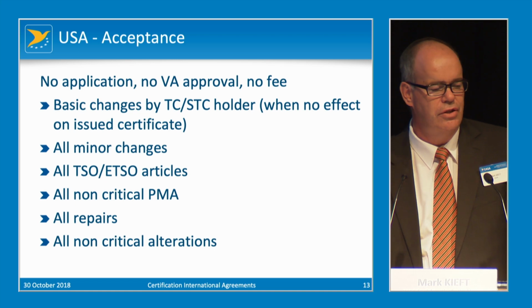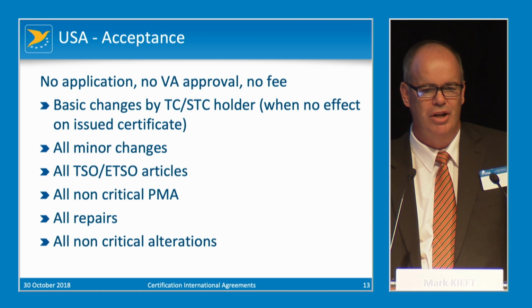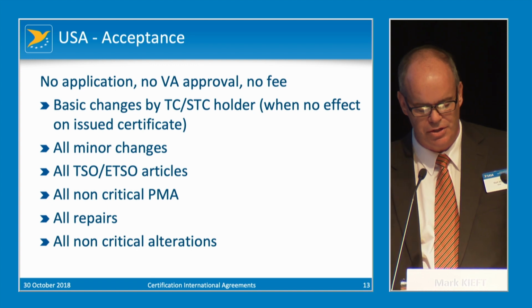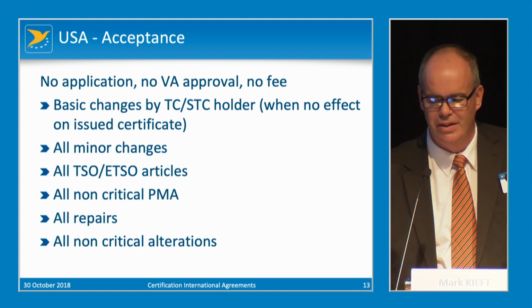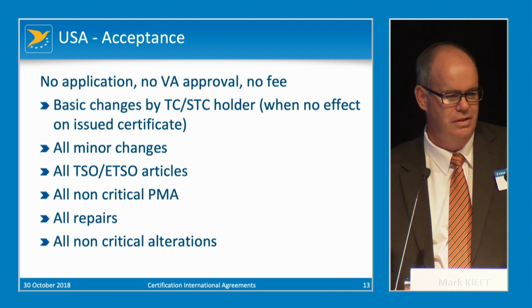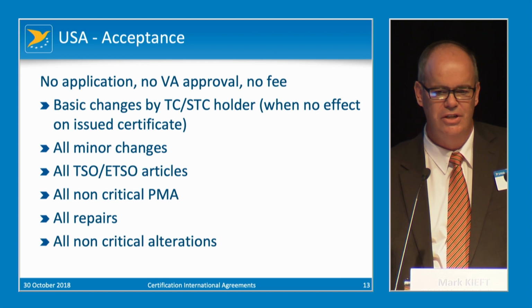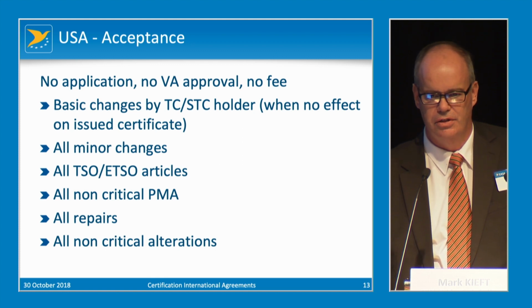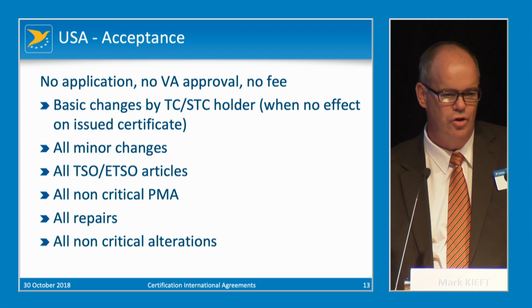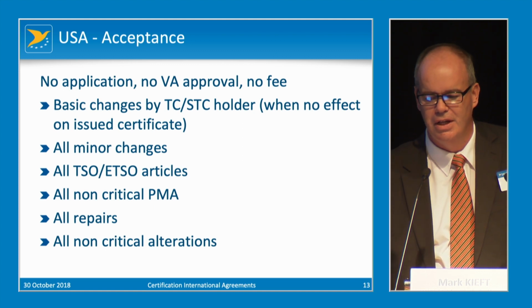Now, the first of the three methods to bring about validation is acceptance. The acceptance is no application. There is no VA approval. There is no fee. Okay? Something done in one of the jurisdictions is instantly valid in the other jurisdiction. There is no application, there is no fee, there is no work by the validating authority.